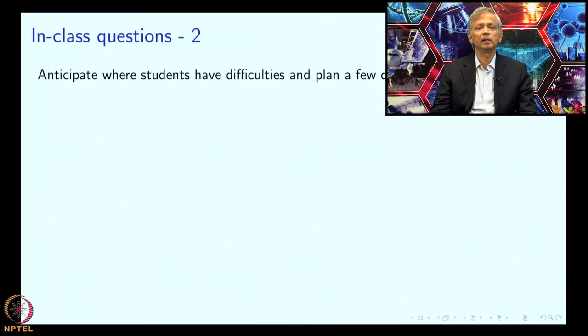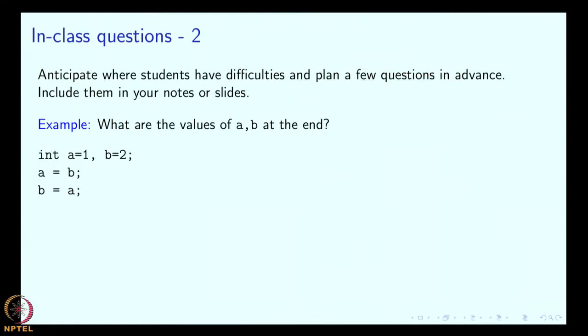You have to anticipate where students have difficulties and plan a few questions in advance. You can include them in your notes or slides, however you teach. Here is an example. Here is a piece of code in which you set first a equal to 1, b equal to 2, a equal to b, b equal to a. You may think that this is a very simple question asking them what is the value of A and B at the end. However, educational research shows that students don't immediately understand the assignment statement. They sort of gloss over the fact that assignments are executed one assignment at a time, top to bottom. So they may think that the values of A and B are going to be exchanged, which is not the case at all.